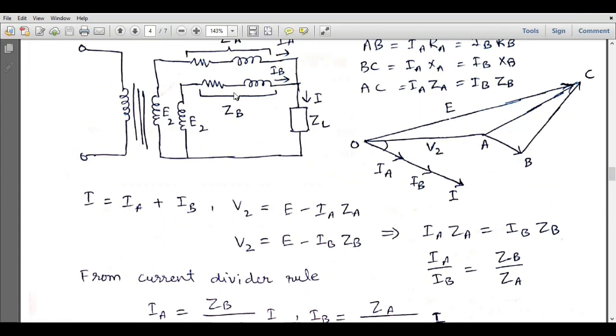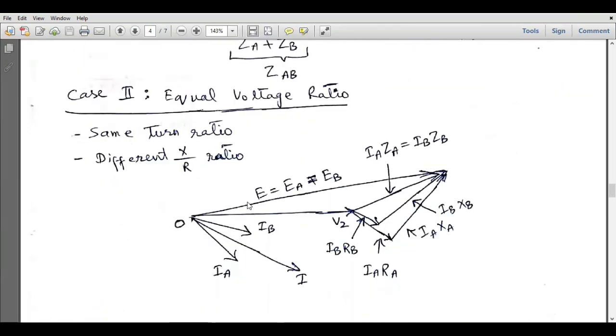Now the difference will be observed in the voltage drop across these two transformers. So now we will have a different phasor diagram. This is the reference, which is our secondary voltage V2. This is IA and this is IB.